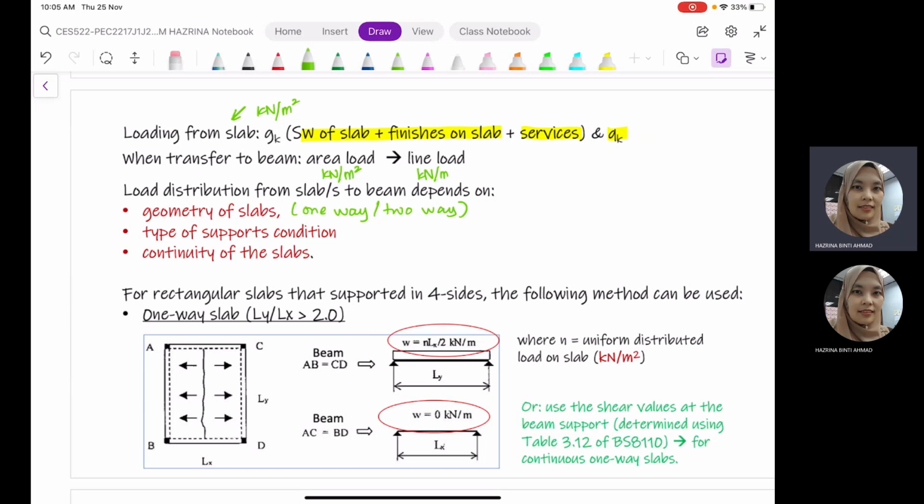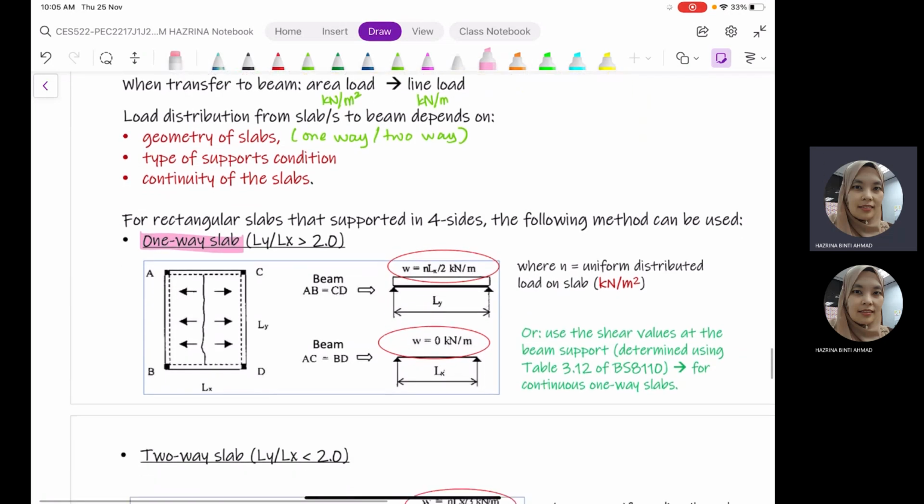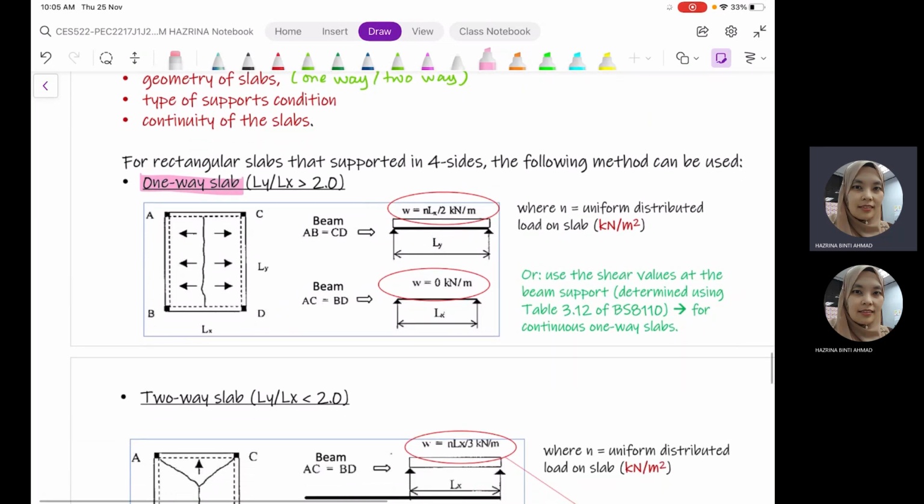So for rectangular slabs that are supported on four sides, the following method can be used. We have a one-way slab, where Ly over Lx is more than 2. So this is if we are dealing with a one direction load transfer. So this is one case, a one-way slab with Ly over Lx larger than 2, and it can be calculated simply by using this calculation.